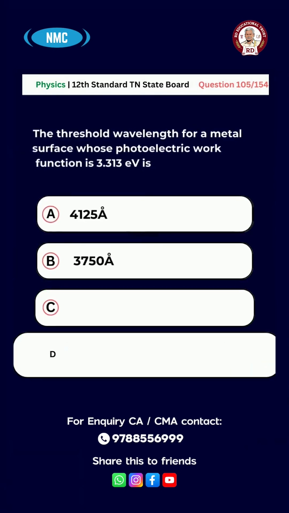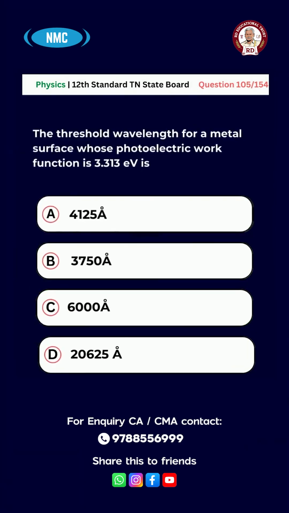Question number 105. The threshold wavelength for a metal surface whose photoelectric work function is 3.313 eV is: option A, 4125 angstrom; B, 3750 angstrom; C, 6000 angstrom; D, 20625 angstrom. The right answer is option B, 3750 angstrom.